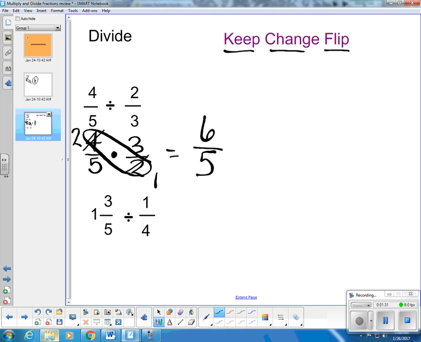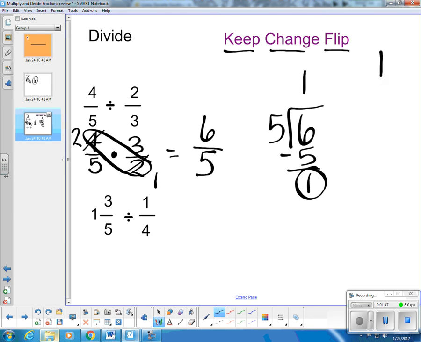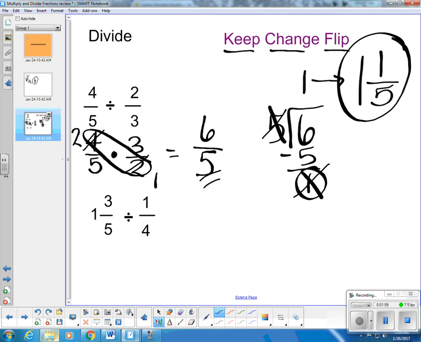Now we can't leave it as an improper fraction. We need to change it to a mixed number. So we're going to drop number 6 down into the box, and the 5 goes on the outside. 5 goes into 6 1 time, with 1 left over. So we're going to take our remainder. It's at the bottom here. It gets a promotion. It goes to the top. It becomes our numerator. Our denominator was 5. It stays the same. We're going to cross that out since we found a home for that one. Finally, our quotient, our 1, becomes our whole number. So we get 1 and 1/5.